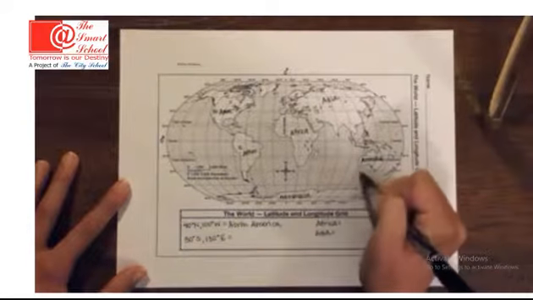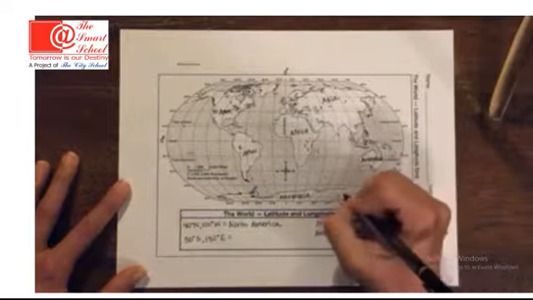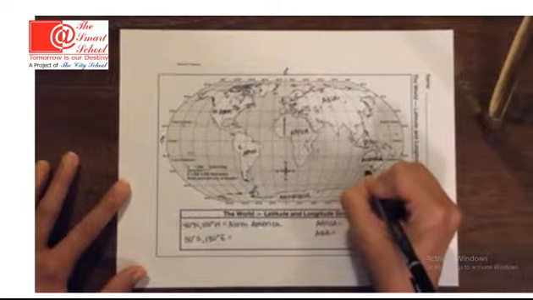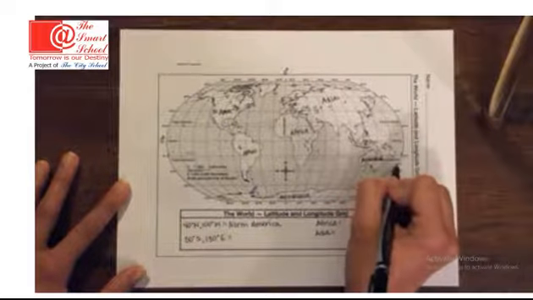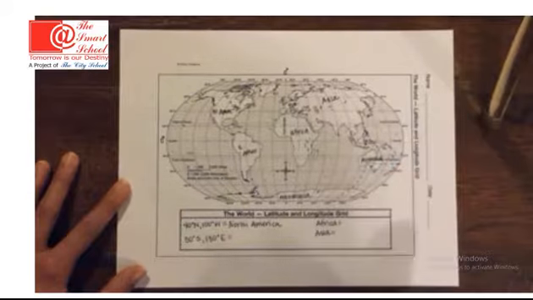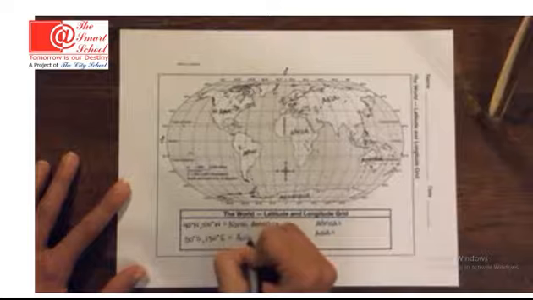Again, these lines are curved, the longitude lines, so when I see that, I know I need to follow that same pattern and estimate in between. And then if I follow my estimated latitude line, I know I should cross in Australia. So for my second answer, I have Australia.